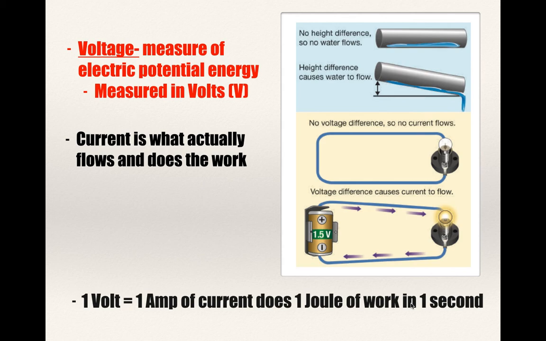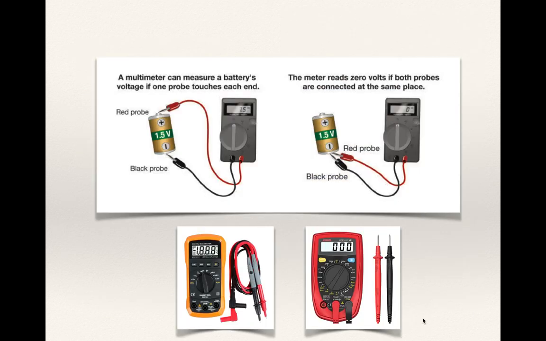On the bottom there, because we're talking about work, the current does work, and we've already talked about work this year. 1 volt is equal to 1 amp of current doing 1 joule of work in 1 second. In our homes, the voltage difference is usually 120 volts for almost everything that we use, which means each amp of current carries about 120 watts of power.